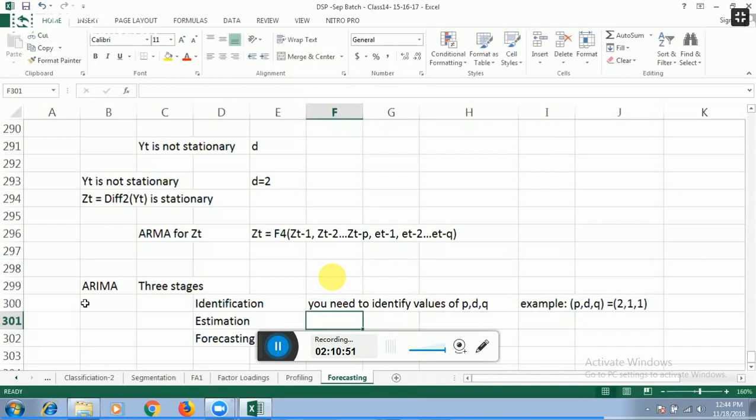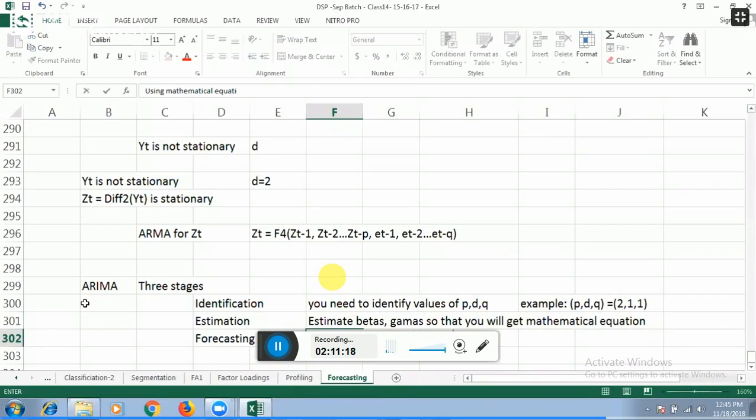Am I correct or not? So that equation, you will try to solve and estimate your betas and gammas, so that you will get the mathematical equation. And for forecasting, using this mathematical equation, you can forecast, because YT is a function of my past n terms and past errors. That means I can forecast the next values, right? So those are the 3 stages which we can think about.